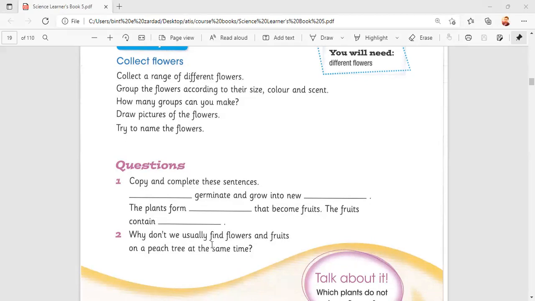We don't usually find flowers and fruit on a peach tree at the same time. Why? Because the peach fruit forms from the peach flower. Rarely you might see a peach flower that is very late in flowering, and this may overlap with early fruit development. So in simple words, the peach fruit forms from the peach flower. That's why you cannot see both things, flowers and fruit, at the same time.